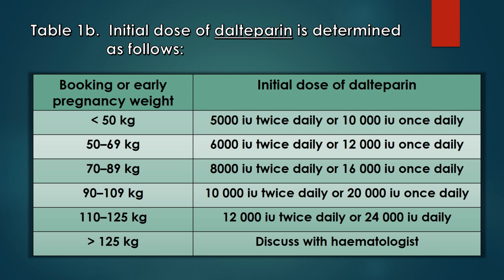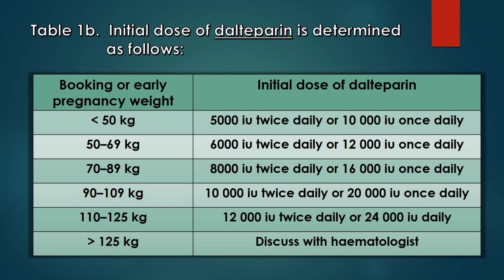Table number 1B. Initial dose of dalteparin is determined as follows. Booking or early pregnancy weight less than 50 kilograms: initial dose of dalteparin 5,000 international units, or IU, twice daily or 10,000 IU once daily.